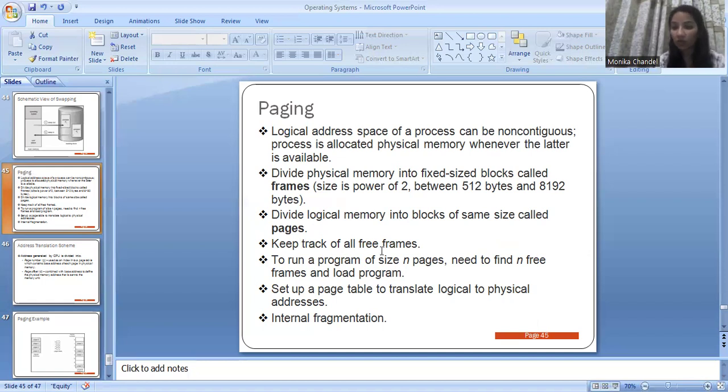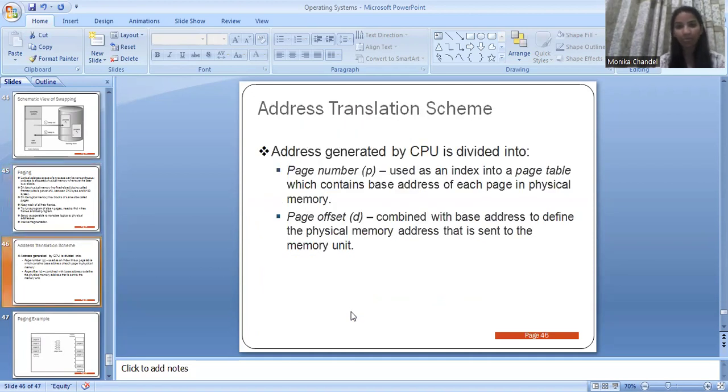Keep track of all the free frames. To run a program of size n pages, we need to find n free frames and load the program. Set up a page table to translate logical to physical addresses, which means permanent to temporary to permanent address. This can cause internal fragmentation. And next one is the address translation scheme.